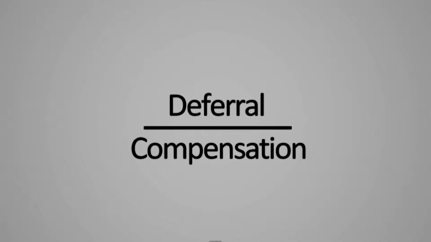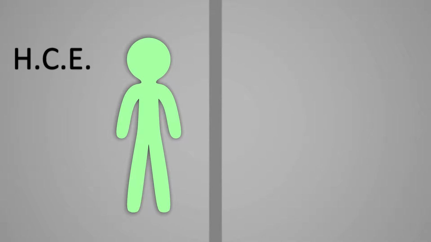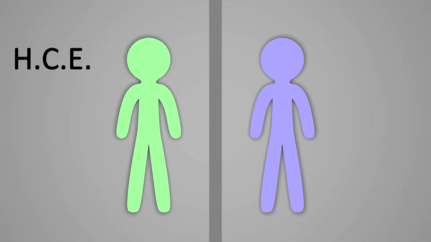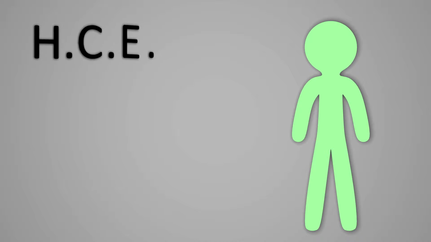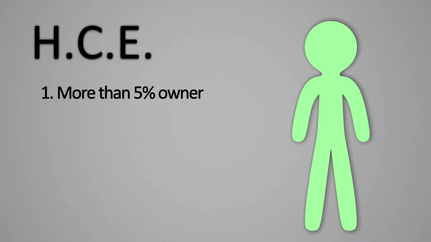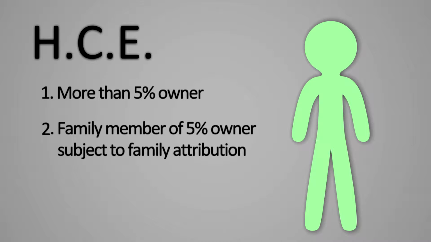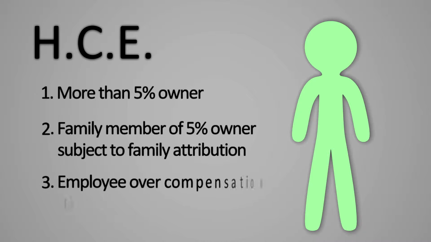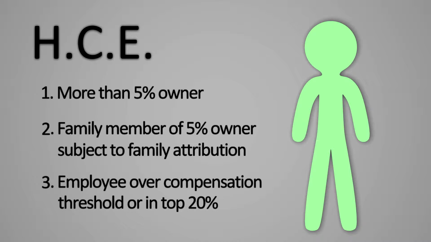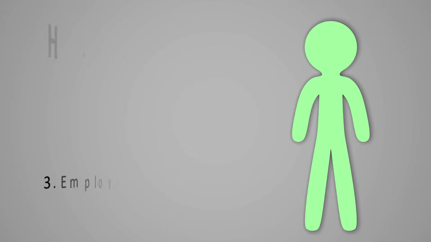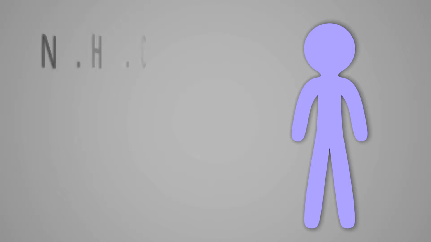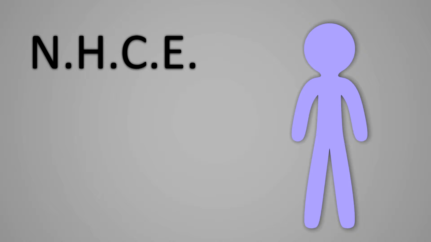In this test, we measure the ratio of deferrals as a percentage of pay between the highly compensated employees, or HCEs, and the non-highly compensated employees, referred to as NHCEs. An HCE is defined as: 1. A more than 5% owner, 2. A family member of a 5% owner subject to family attribution rules, or 3. An employee who earns over the compensation threshold in the prior year, or is in the top 20% paid group. Everybody else that has satisfied the age and service requirements would be considered an NHCE.